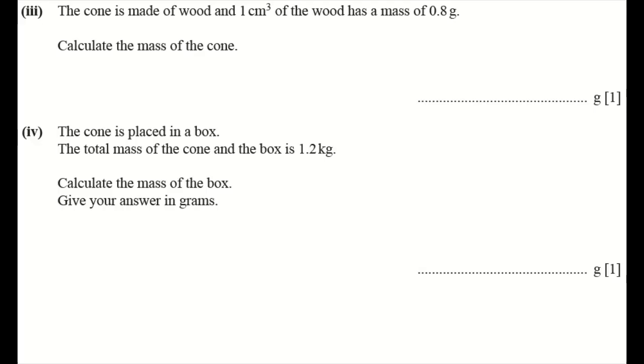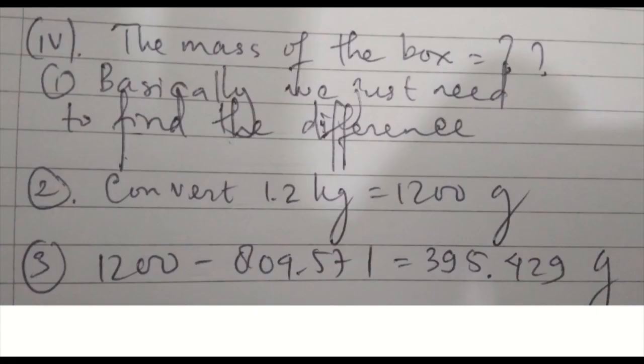And for the last question, part four, it was said that the cone is placed in a box. The total mass of the cone and the box is 1.2 kilograms. Calculate the mass of the box. Give your answer in grams. Now, as you can see, this is also an easy question. We don't know the mass of the box, but we just need to find the difference between them. So we convert 1.2 kilograms into 1,200 grams, and then we subtract: 1,200 minus 804.57 grams. So we've got the result as 395.429 grams.